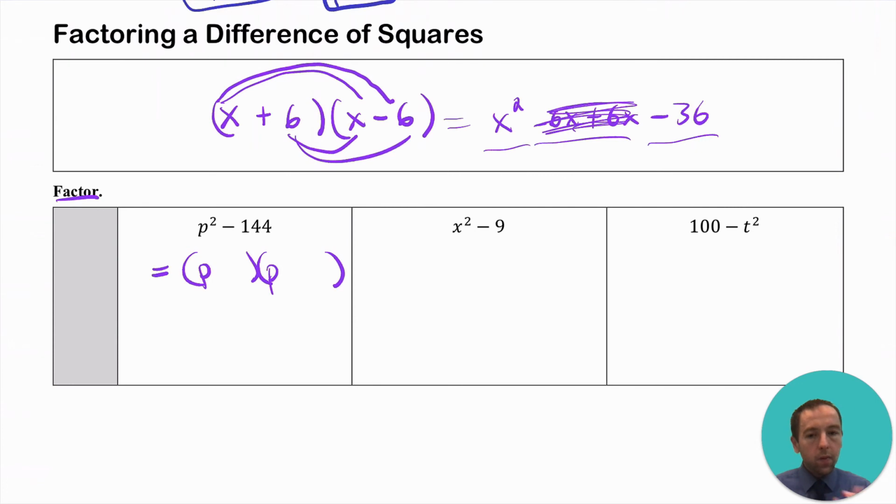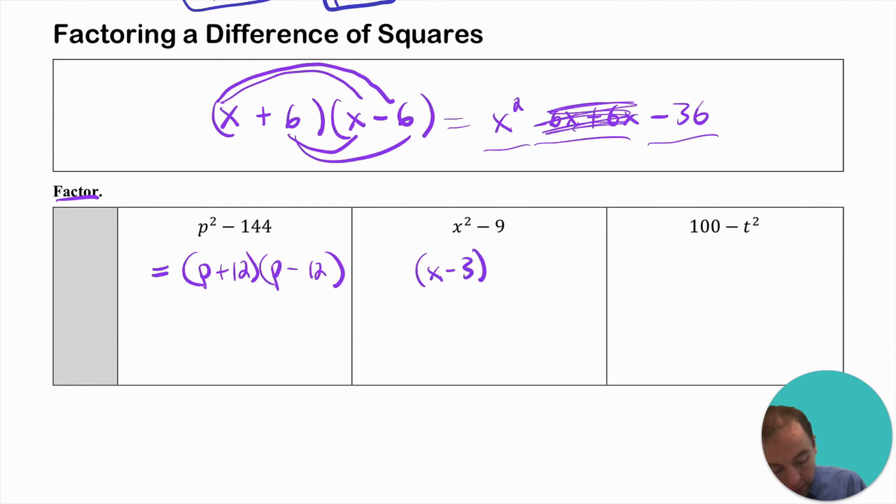But we can eliminate the middle terms if, for one factor, we do a plus 12p, but then we also do a minus 12p, that can eliminate them, right? So it does turn out that factoring this expression, we can factor it as p plus 12 times p minus 12. Right next door, it's basically the same thing.